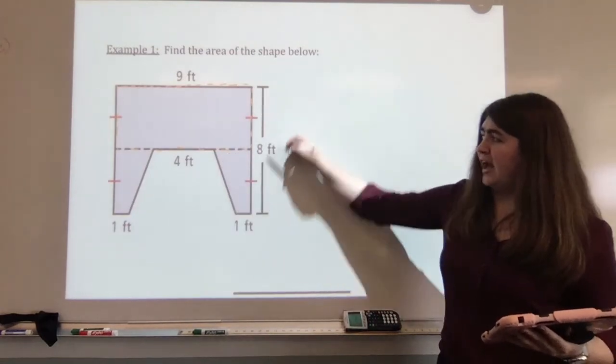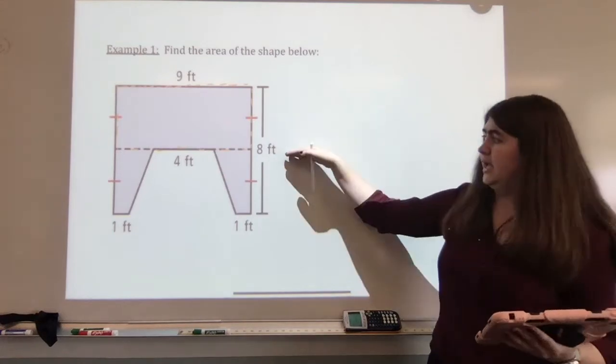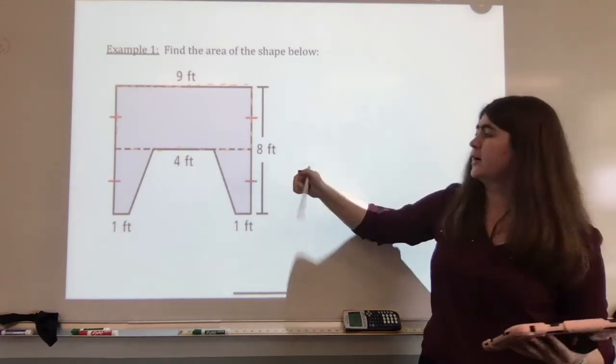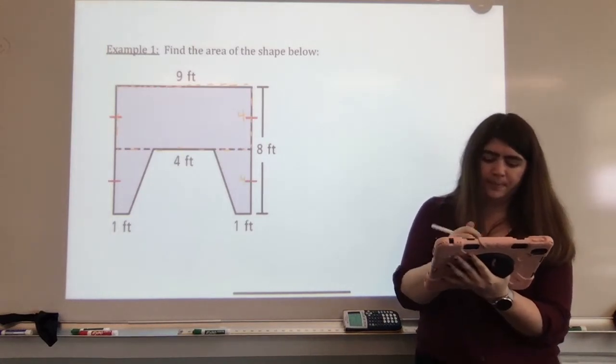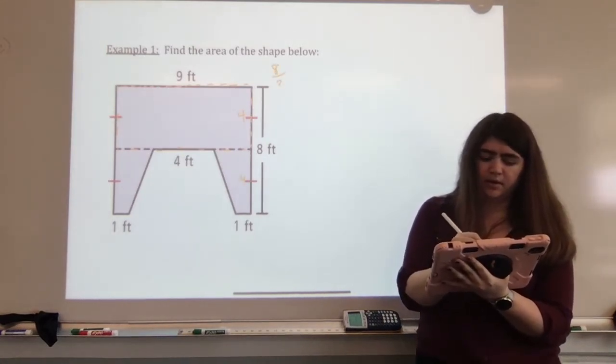This whole side I can't use, but I do know that 8 divided into 2 is 4, and these are marked as congruent. So each of these things must be 4. If we want to write that down, 8 divided by 2 equals 4.